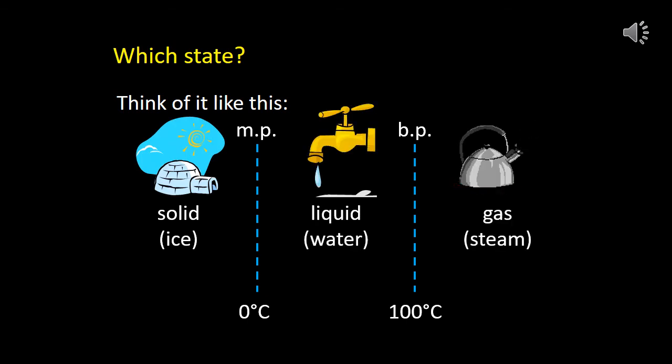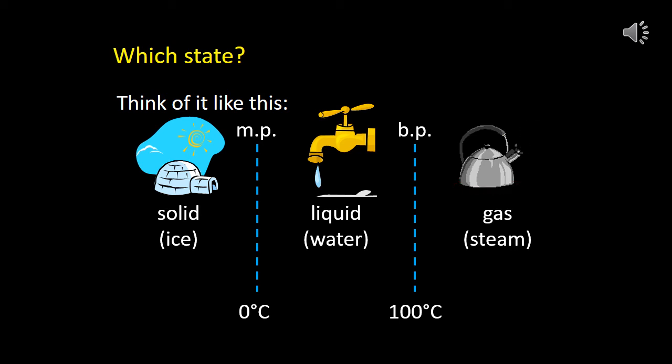How did you get on with the previous question? If you found it a little bit challenging, here is a way that you can think of it in order to make it slightly easier. You have got 3 states: solid, liquid, and gas. For water, we know that the melting point is at 0 degrees and the boiling point is at 100 degrees.